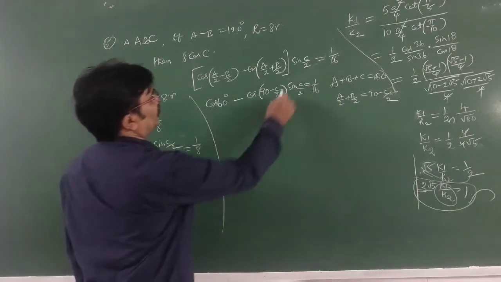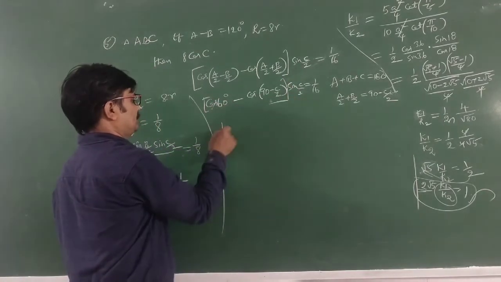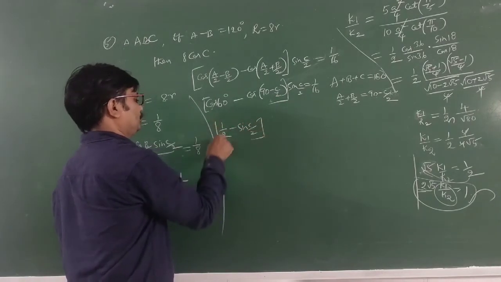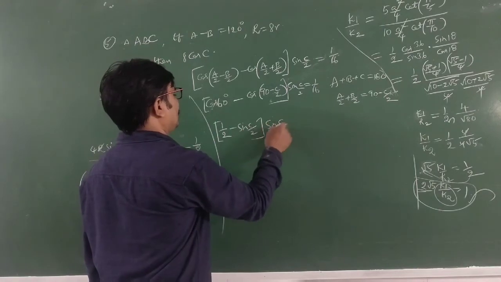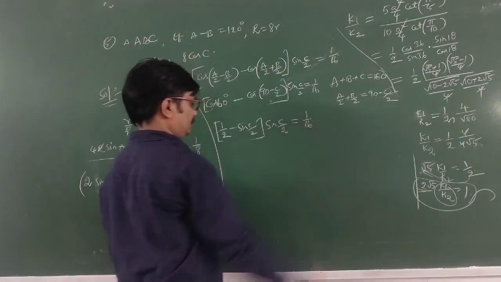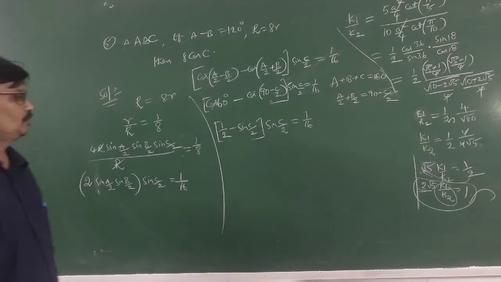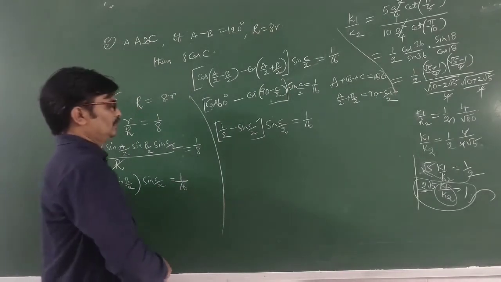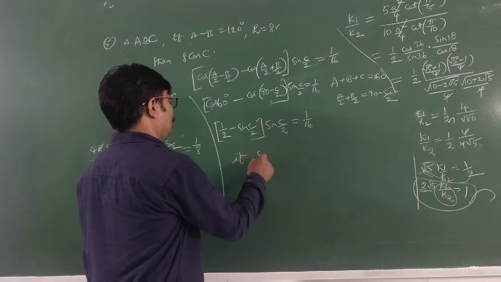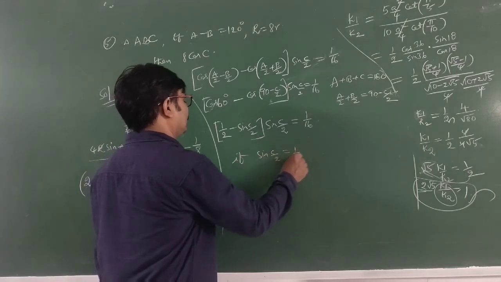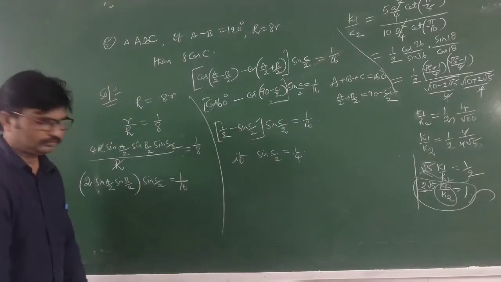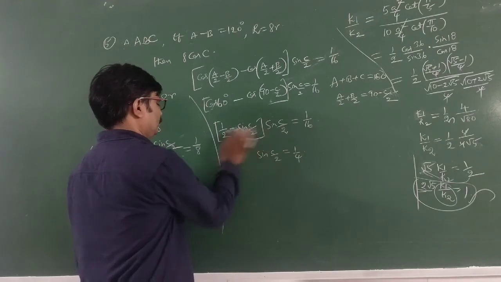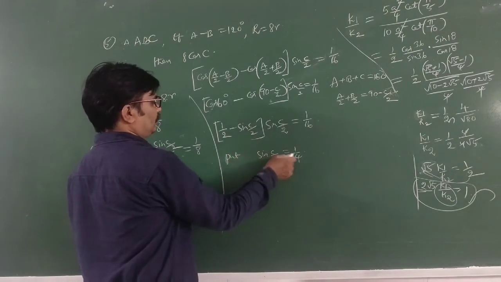My dear students, cos of 60 is 1 by 2, and cos of 90 minus theta gives sin of C by 2. So sin of C by 2 equals 1 by 16. After multiplication, this is a quadratic equation in sin C by 2. After simplification we get sin C by 2 is 1 by 4. Is it satisfied or not? Substituting, put sin C by 2 equal to 1 by 4.